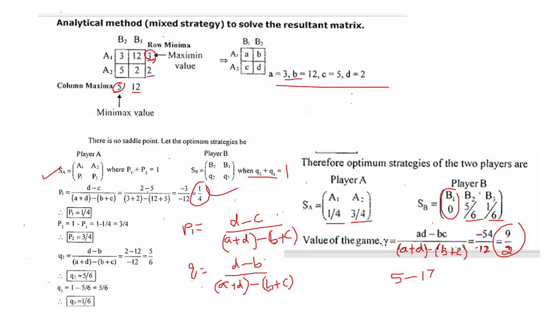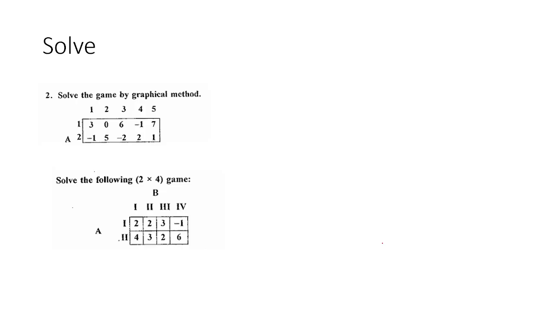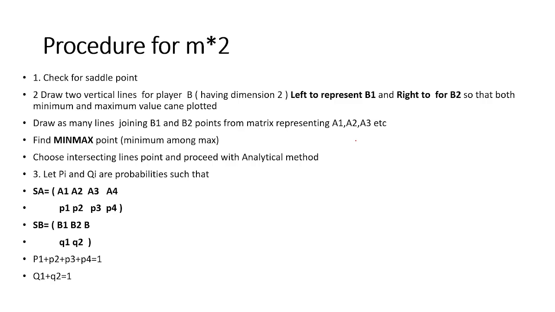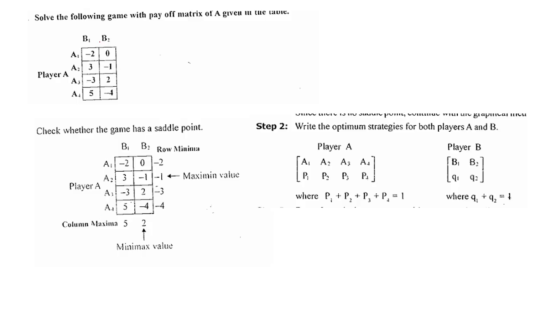So we have explained this for a game having for player A 2 strategies and B having n number of strategies. You solve this one and try this using the graphical method. We'll take one more case where player A has m strategies and player B has two strategies. That is represented like this: B1 and B2, and A is having m number of strategies.